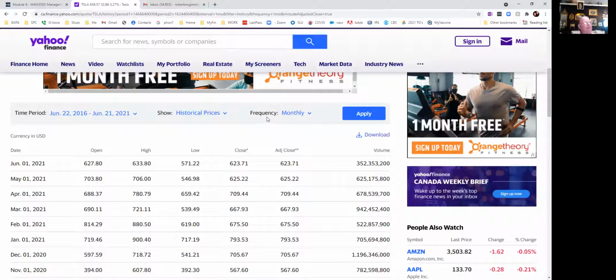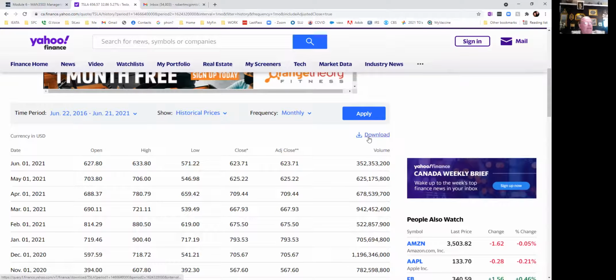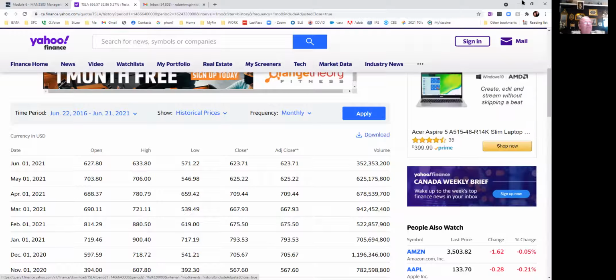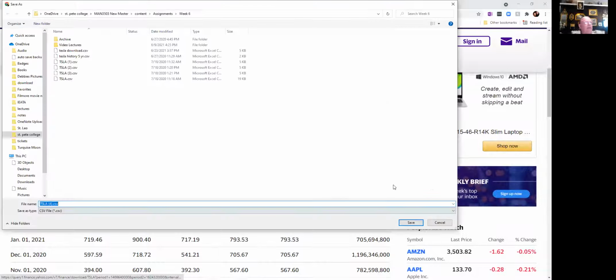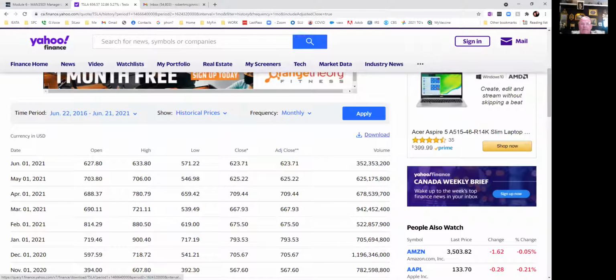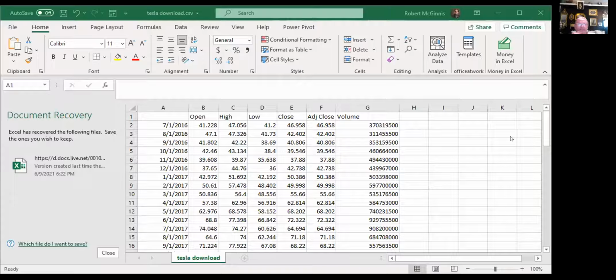I want historical prices, and then I want monthly. And I apply that, get the download. Okay. Share. Now I'm going to share the download. Okay, so the download's going to look like this.